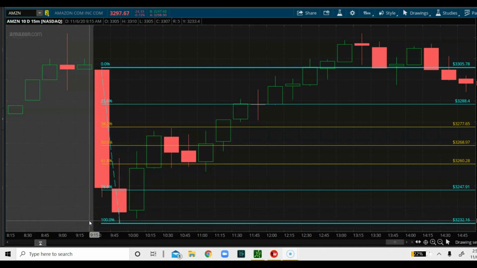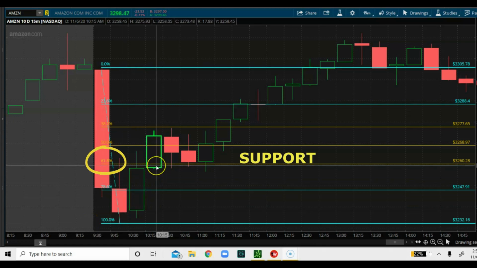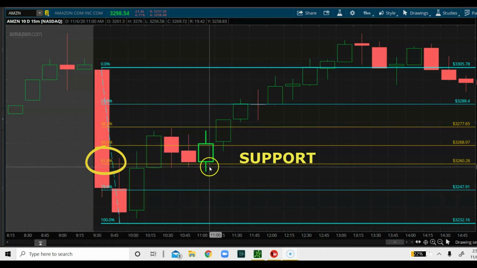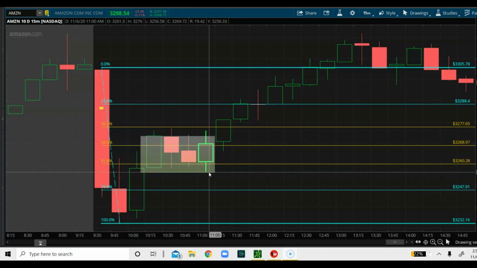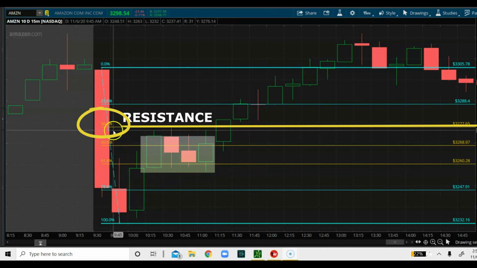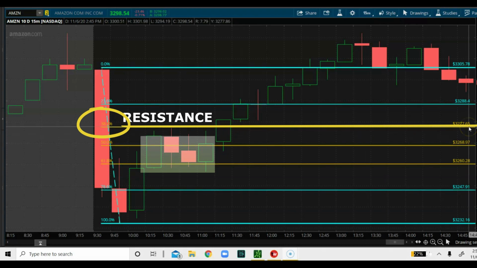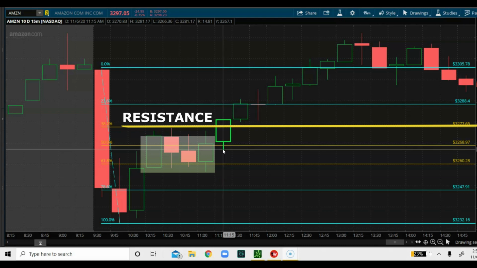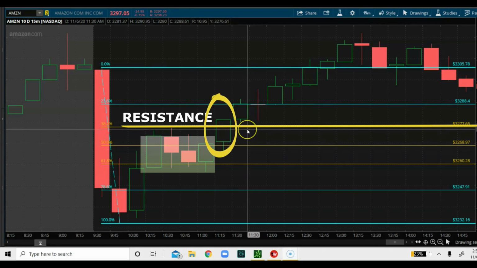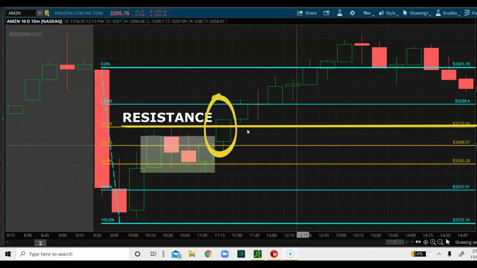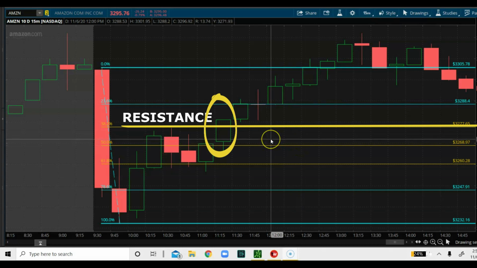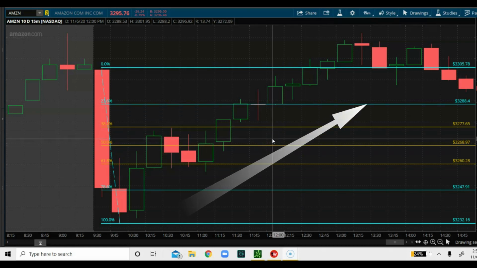The 61.8% line is acting as support for these 4 candlesticks. And the 38.2% line is acting as resistance. As soon as this candlestick breaks through the 38.2% Fibonacci line, which has been acting as resistance, we see this massive increase in price action to the upside.